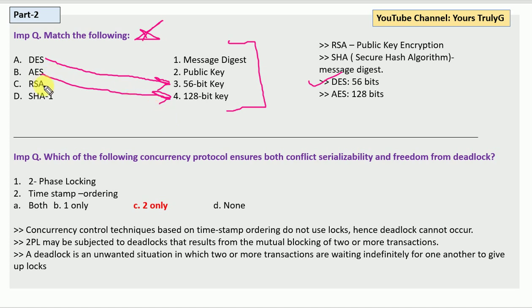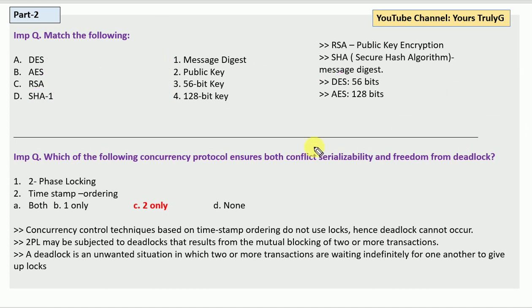RSA is nothing but public key encryption, and SHA-1. In the last video, in the top 50 questions, we already covered SHA, the secure hash algorithm, where we saw that SHA-1 is related to the message digest. So again, just remember at least this point, and if you have time, please go and watch those videos. In the last video we already covered SHA and DES in the top 50 questions.